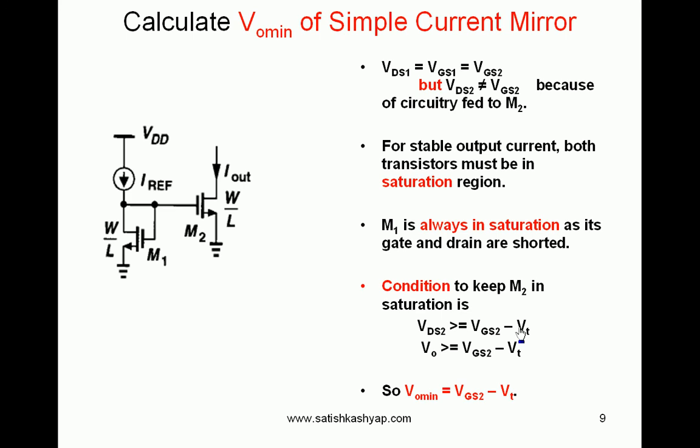So the minimum voltage you can apply across M2 such that M2 will be in saturation, so that it is acting as a current mirror, is V naught minimum, which is VGS2 minus VT. This is V naught minimum. Ideal value of V naught minimum is 0, but for this simple current mirror we are getting V naught minimum as VGS2 minus VT. So V naught minimum should be as low as possible to get higher gains, higher voltage swings.